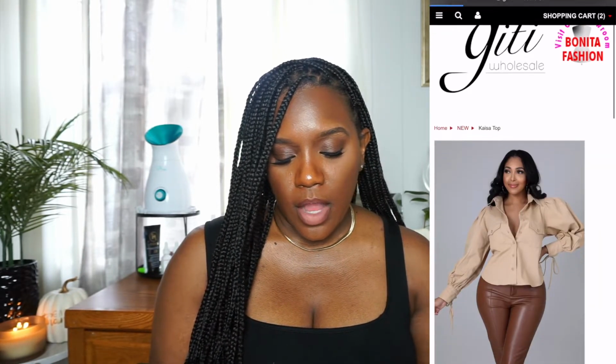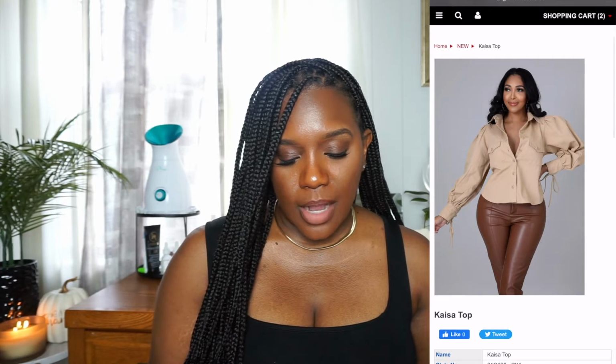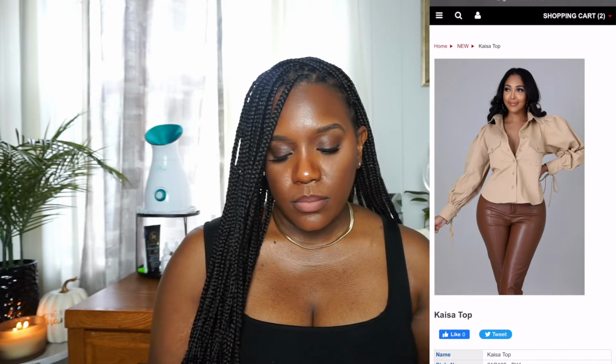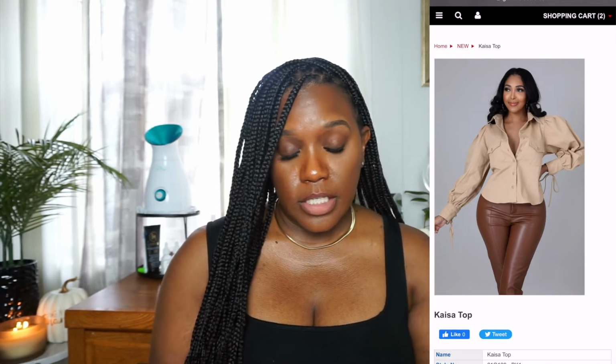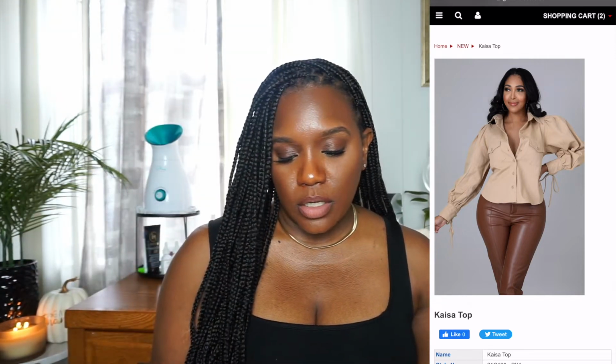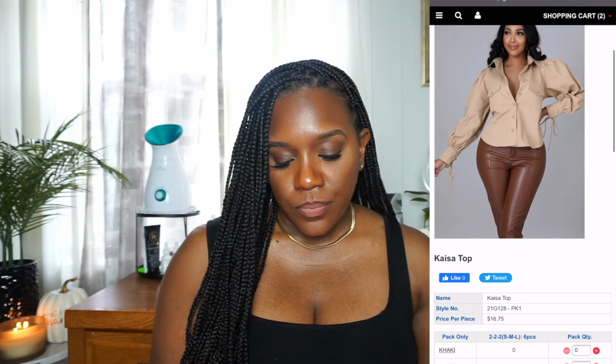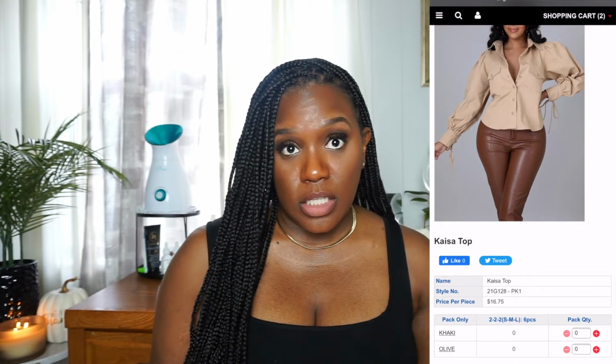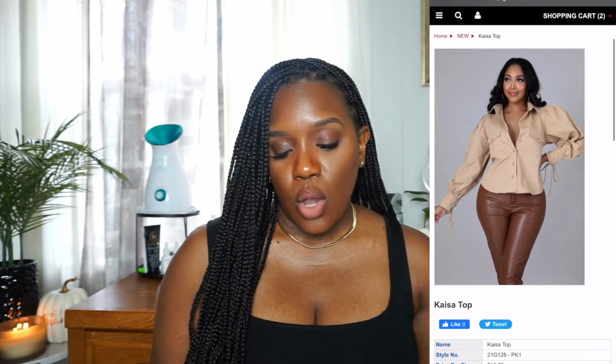Okay, so this is perfect. We're just going to look at this top. This is a nice top. I do think this would do good in my boutique. So we're just going to look at the item. What I like to do first is look at the price per piece, which is $16.75.